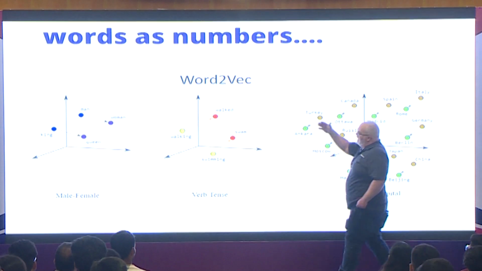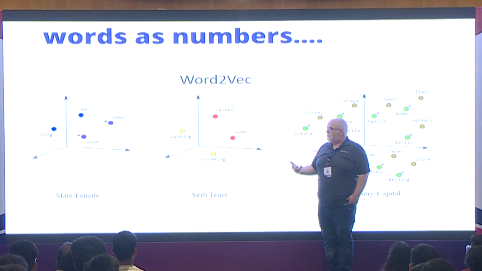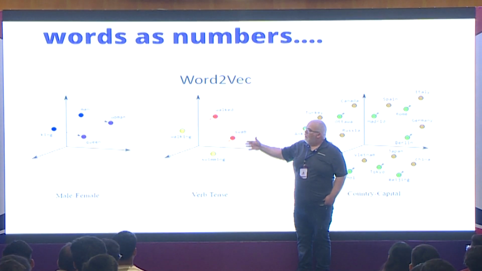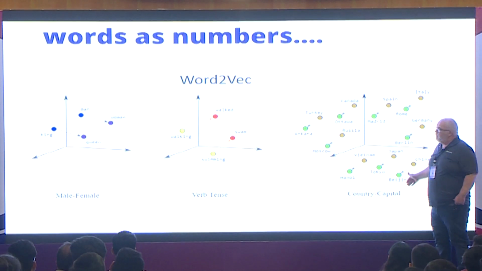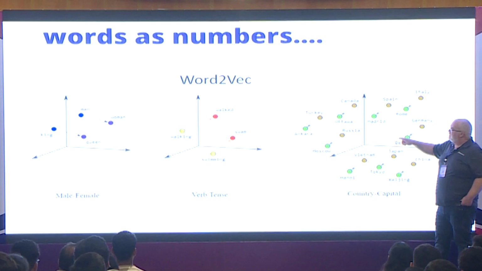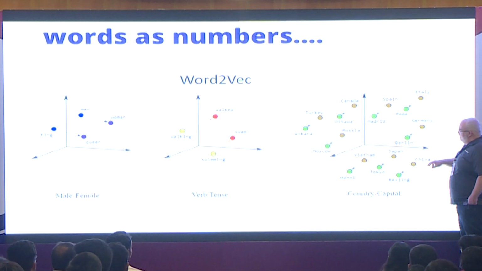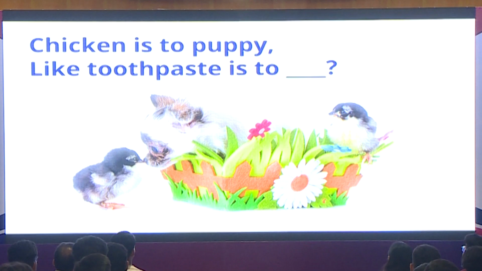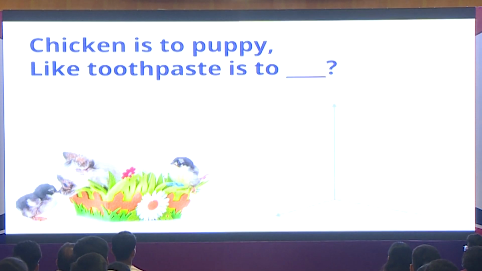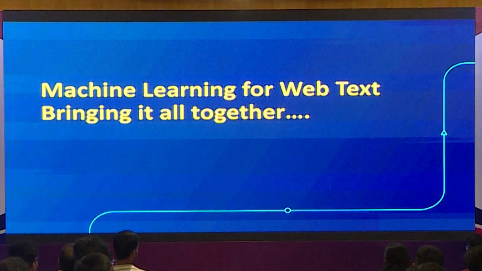We can say male is to female. We can use it for a different question that we ask, a verb tense. Swimming, swim. Walking, walked. It's a different question. We can use it country to capital. Turkey, Ankara. Moscow, no, I'm not talking about those Russians, I hate them. Madrid, Spain. Berlin, Germany. Tokyo, Japan, etc. So this is how we can now say chicken is to puppy, like toothpaste is to toothbrush. Okay, makes sense? Cool.